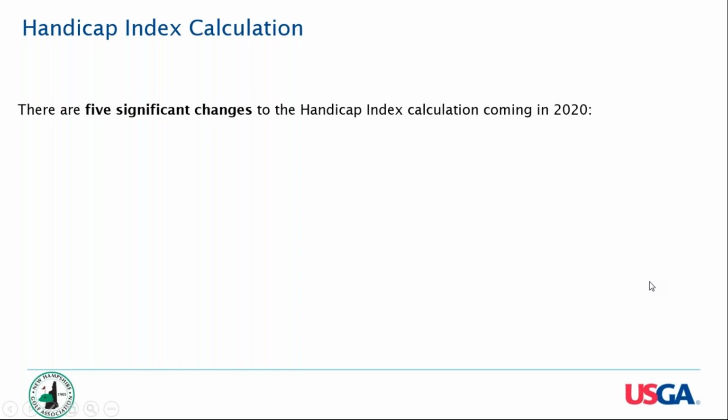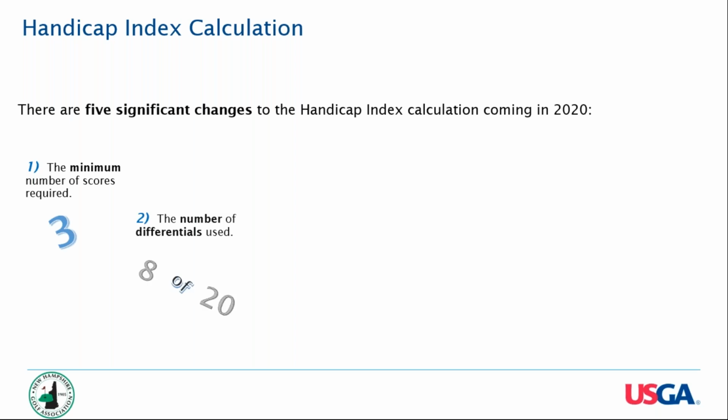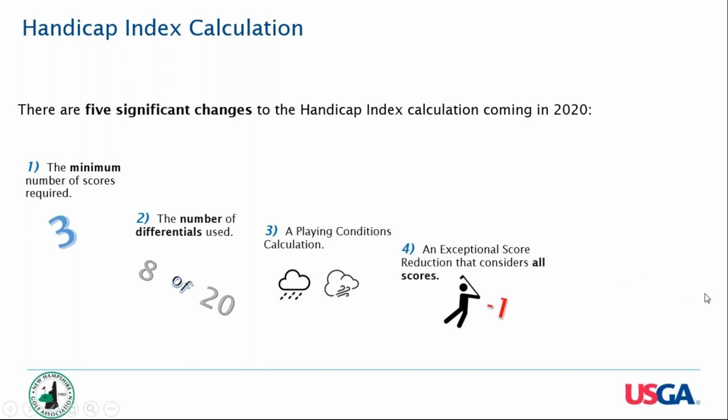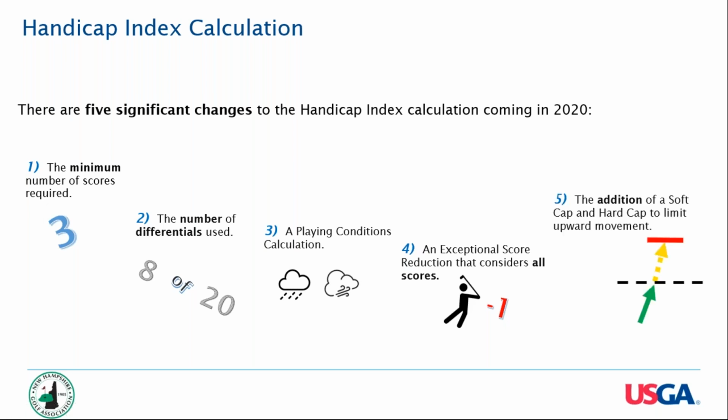So now we'll just dive into the handicap formula. There are 5 significant changes to the handicap index calculation here. The first is the minimum number of scores required. The next is the number of differentials used, which is 8 of 20. Then the playing conditions calculation, an exceptional score reduction that considers all scores, and the addition of a soft cap and a hard cap to limit upward movement. The goal of this is to make handicaps inclusive, modern, and consistent, like I mentioned before.